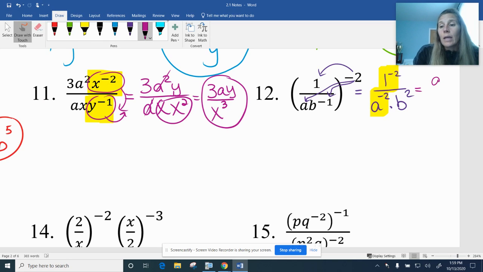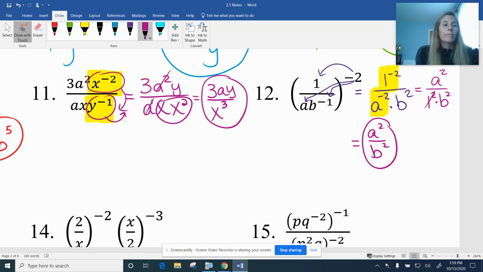So on the top, I now have a squared. Notice it's positive now. On the bottom, I have 1 squared and b squared. Now 1 squared, of course, is just 1. So my final answer is a squared over b squared.